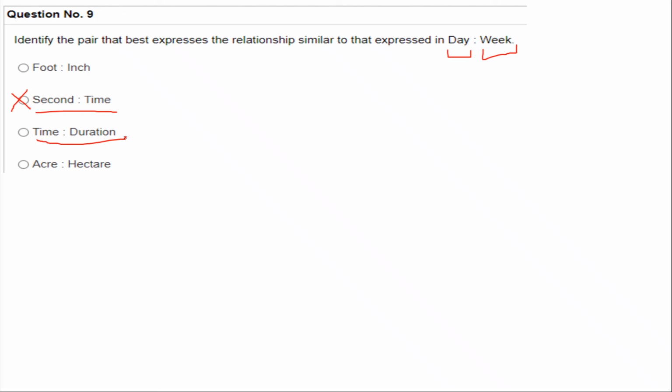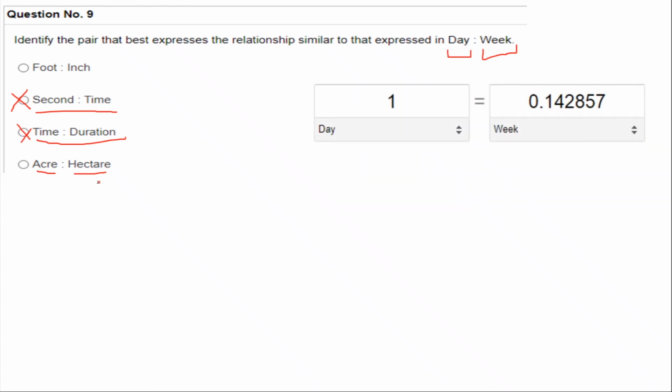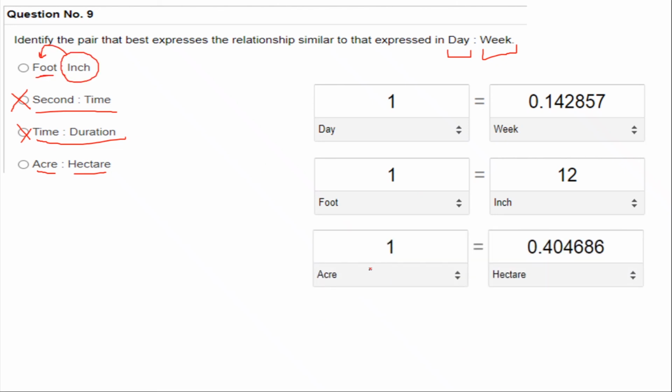Let's move on to the fourth option, acre and hectare. We know an acre is a small part of area and a hectare is also a measurement of area, right? If we see, 1 day is equal to 0.14 week. It means a day is a small part of a week. Let us find out similarly for the foot and the inch. We can find here that 1 foot equals 12 inches. It means an inch here is a smaller quantity and a foot consists of 12 inches, right? 1 acre equals 0.404686 hectare. It means from this we can say the bigger quantity is the hectare.